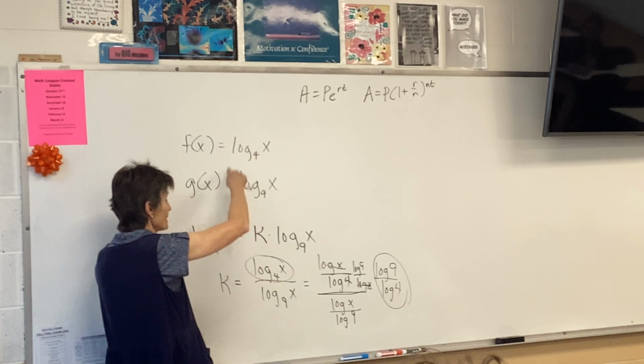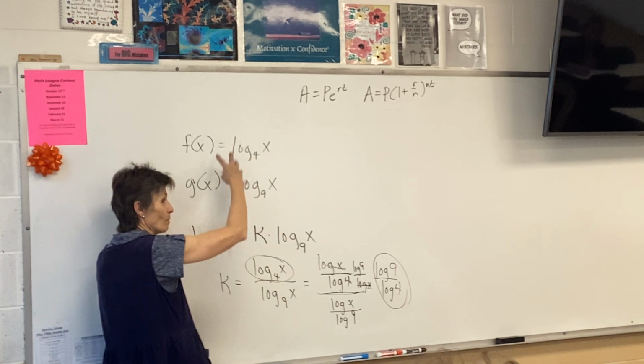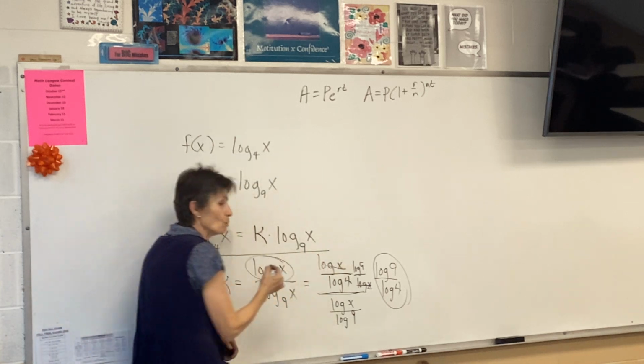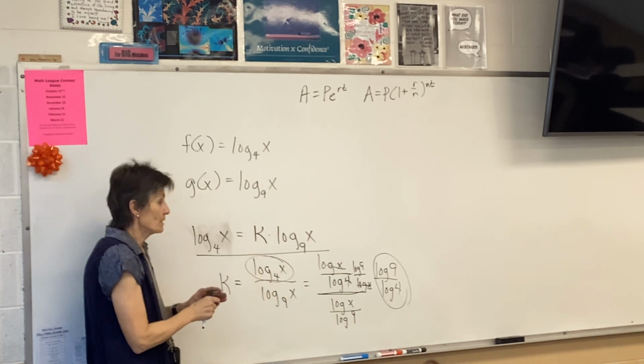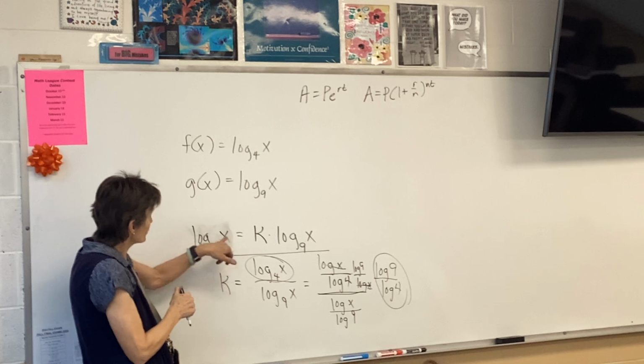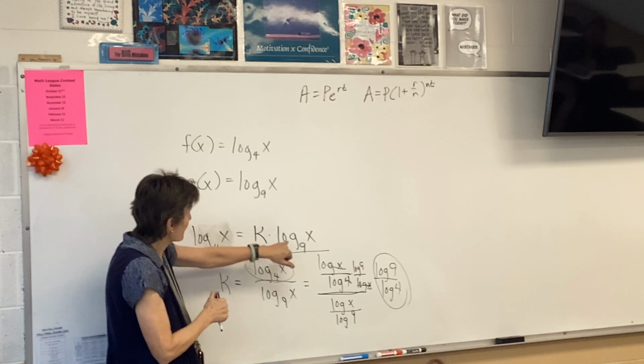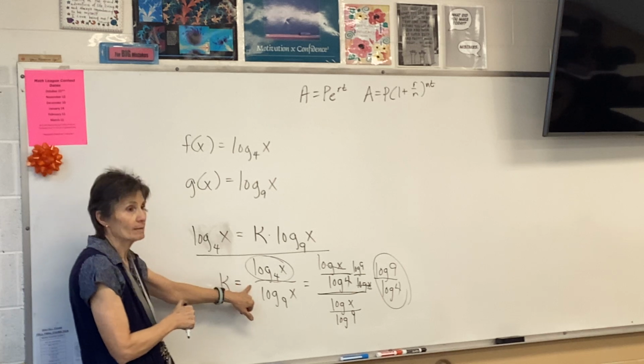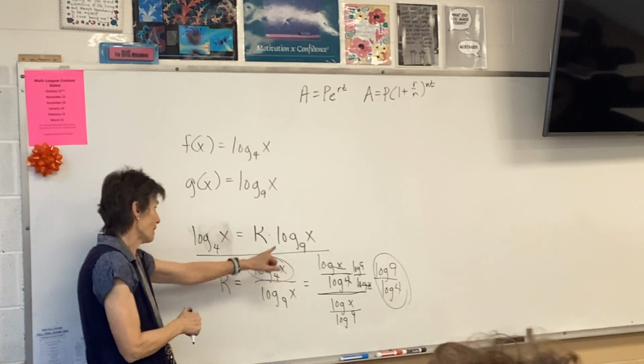So here was the given. Let's talk about this one more time. Here is the given. This is what he said he wanted to have happen. He said, I want F to equal K times G. So then we solved for K, just by dividing.